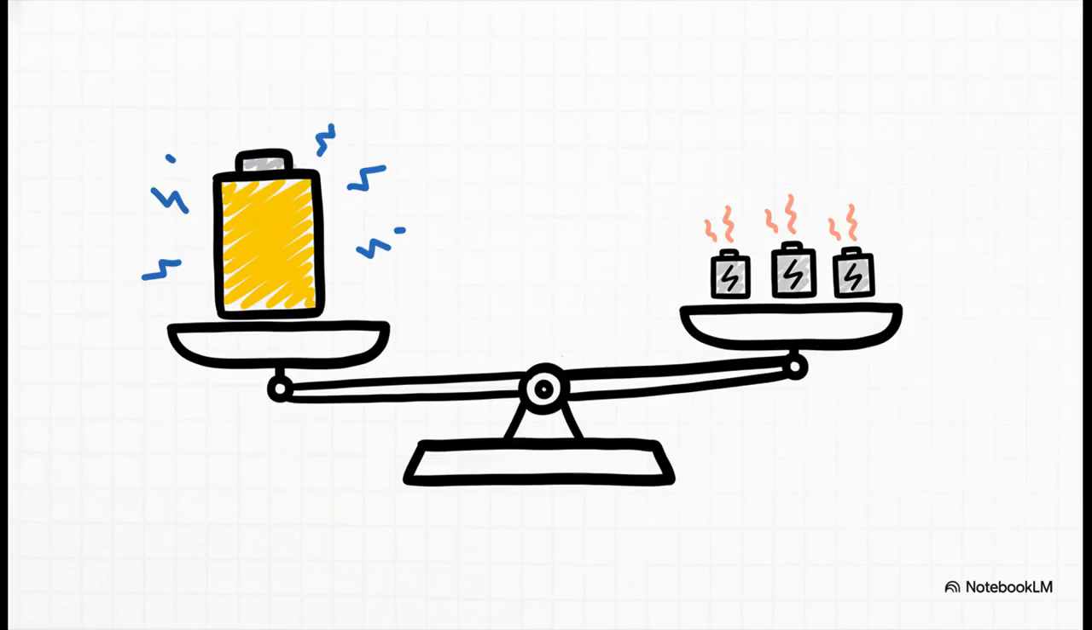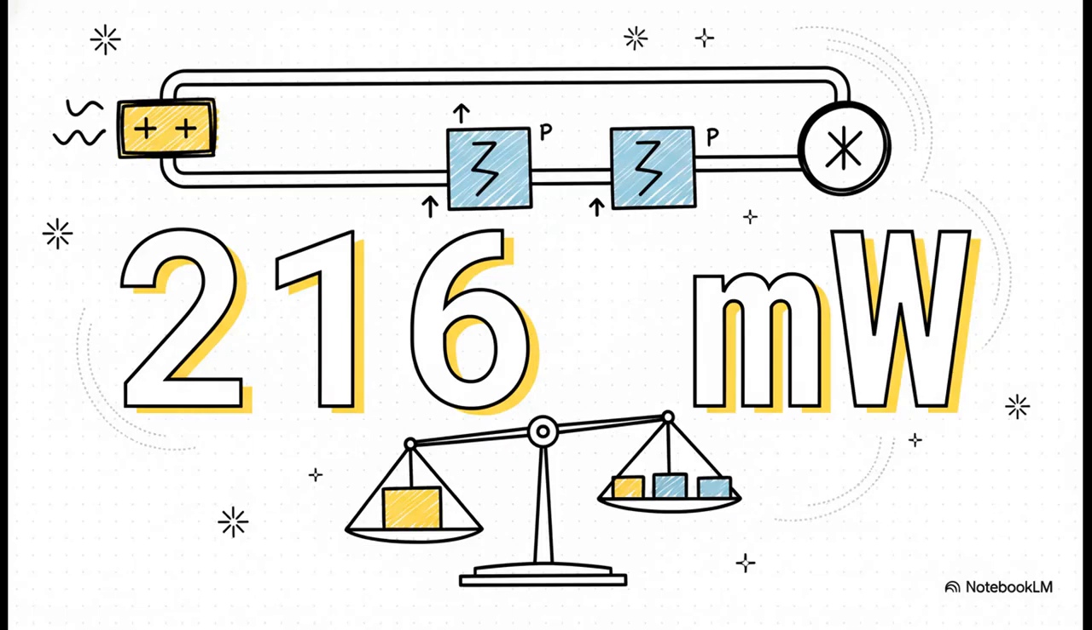But there's an even more satisfying way to prove we got everything right. Let's take a look at power, which is measured in watts. The power the battery supplies has to be perfectly matched by the power the resistors consume. And there it is. The battery supplies 216 milliwatts of power. And if you calculate the power used by each one of those resistors and add them all together, guess what? You get exactly 216 milliwatts. It's a perfect balance. It's moments like this that show you the beautiful consistency of physics.